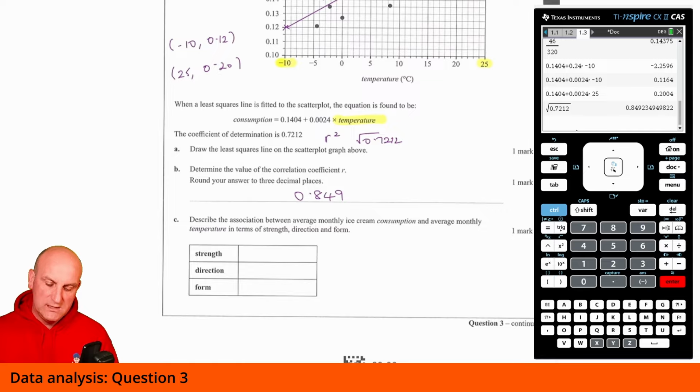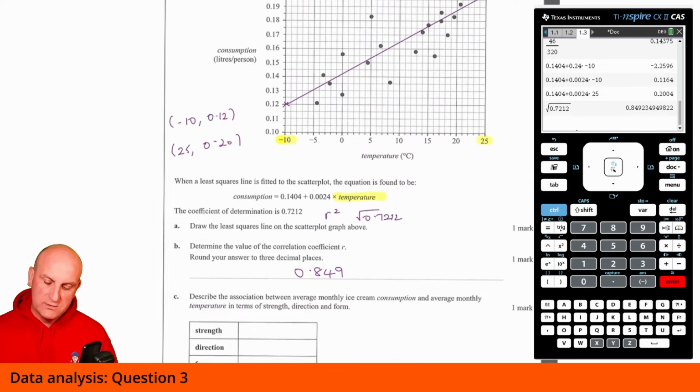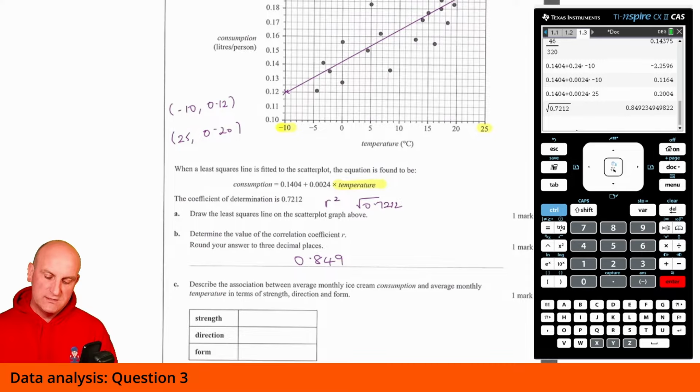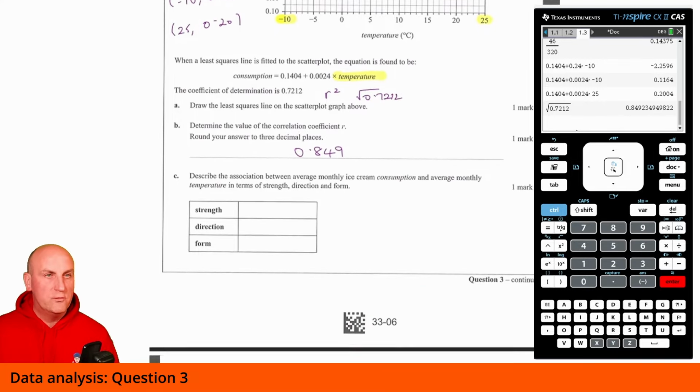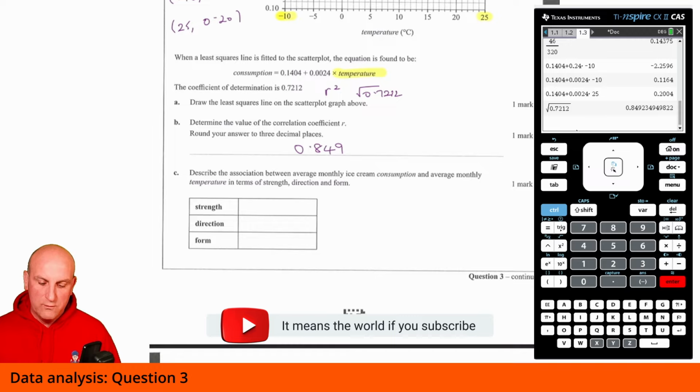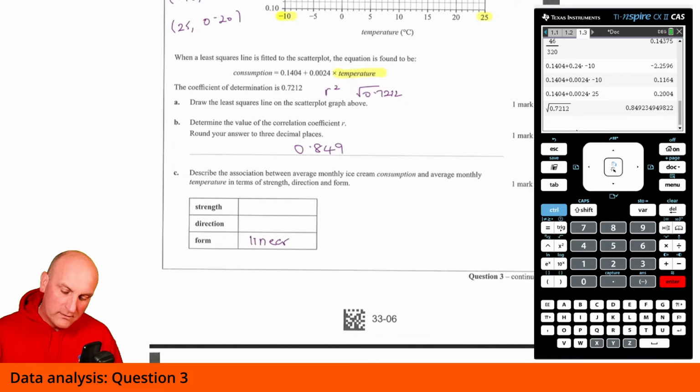Describe the association between average monthly ice cream consumption and average monthly temperature in terms of strength, direction, and form. That's unique. I've never seen that before. So form is linear. Direction is positive. Strength, that's where we've got to get the value of 0.849. So I'm just going to pause this video and get that value up.